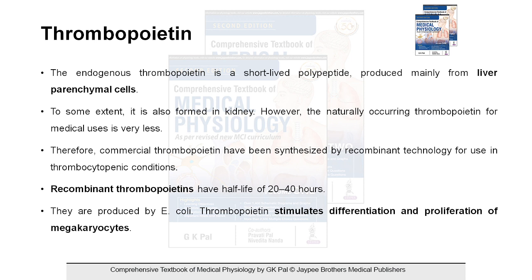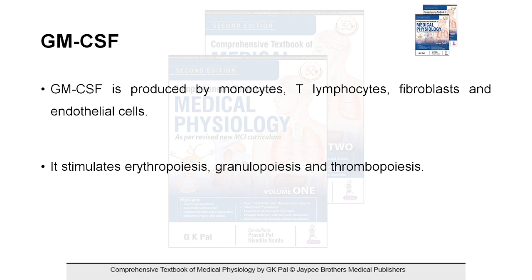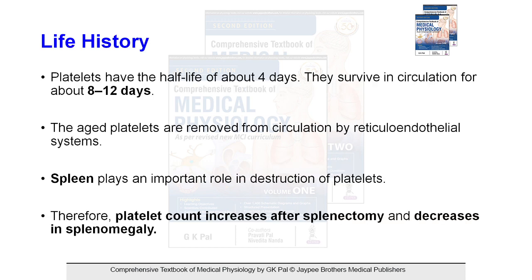Then what is thrombopoietin? Endogenous thrombopoietin is a short-lived polypeptide produced by the liver which plays a very important role in the synthesis of platelets. Interleukin 1, interleukin 3, 6, and 11 stimulate platelets. Interleukins are very important biochemical substances. The maximum lifespan of each platelet is 8 to 12 days, and after completing the lifespan, platelets are destroyed in the reticuloendothelial system, that is the spleen.